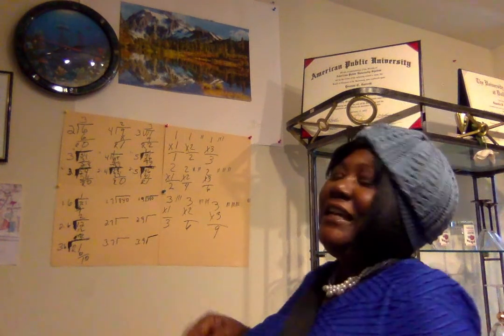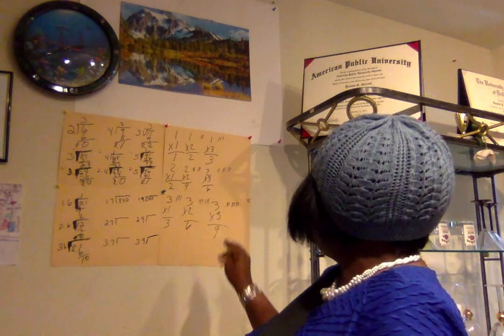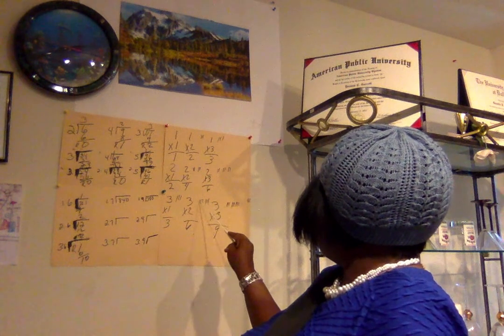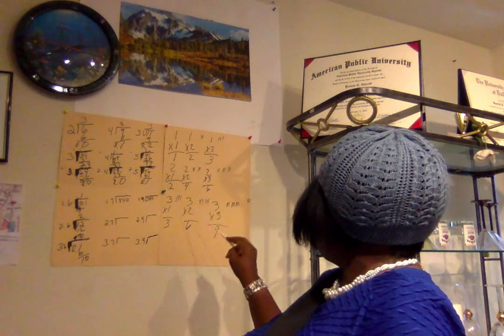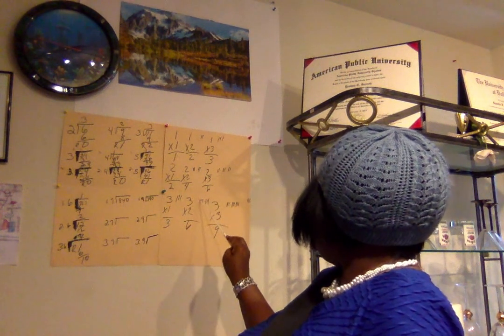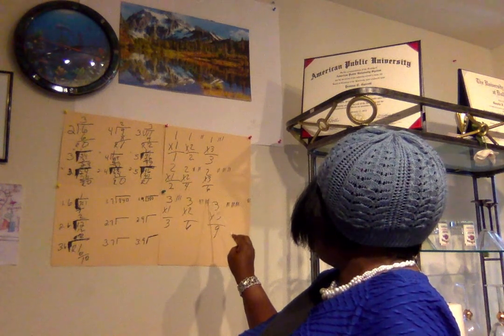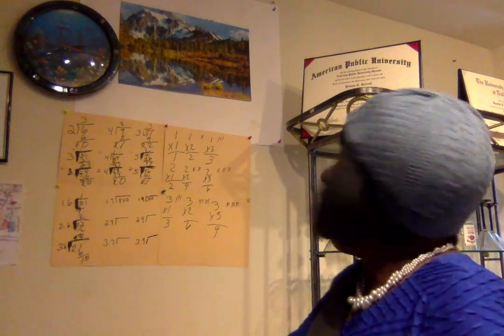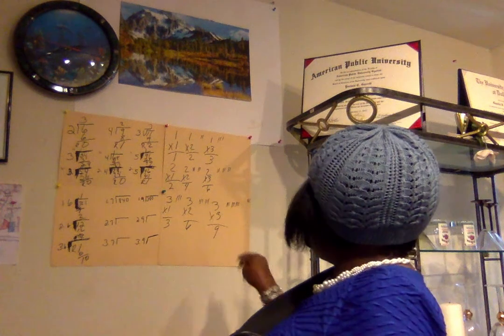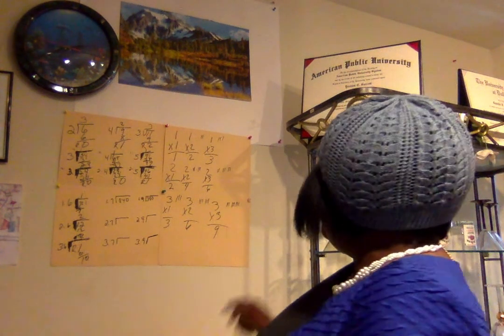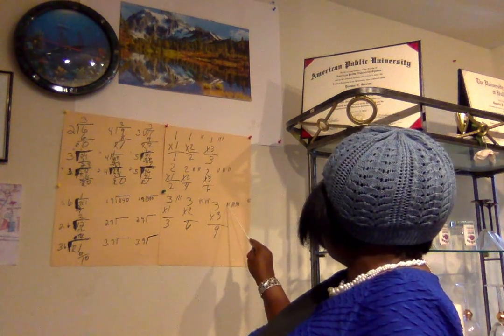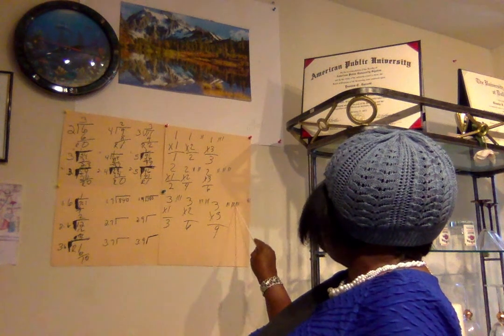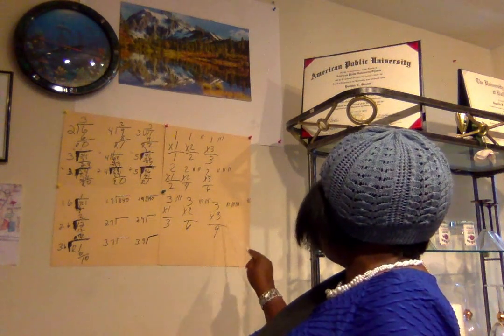3 times 2, you got 2 sets of 3. So 1, 2, 3, 1, 2, 3, 1, 2, 3, 4, 5, 6. 2 sets, 1, 2. So add the ones, 1, 2, 3, 4, 5, 6. So 3 times 2 is 6. 3 times 3, you have 3 sets of 3s. 3 sets of 3s is 1, 2, 3, 4, 5, 6, 7, 8, 9. So 3 times 3 is 9.